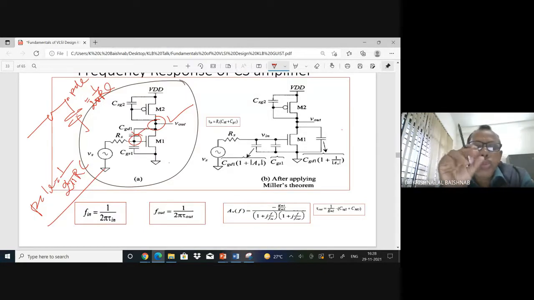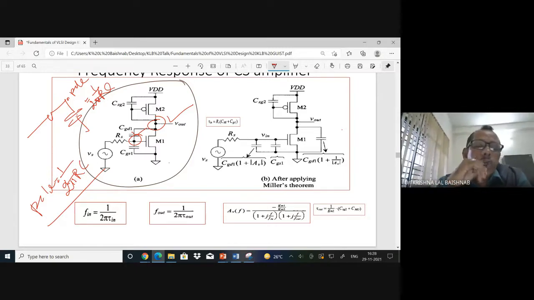Now I have two poles, this pole and this pole, that dictate my frequency response. And remember, with two poles very close to each other, phase margin issues will come into the picture. Phase margin dictates the transient response of a circuit, which is very important to know. Now there are so many capacitors. How can I simplify the circuit?